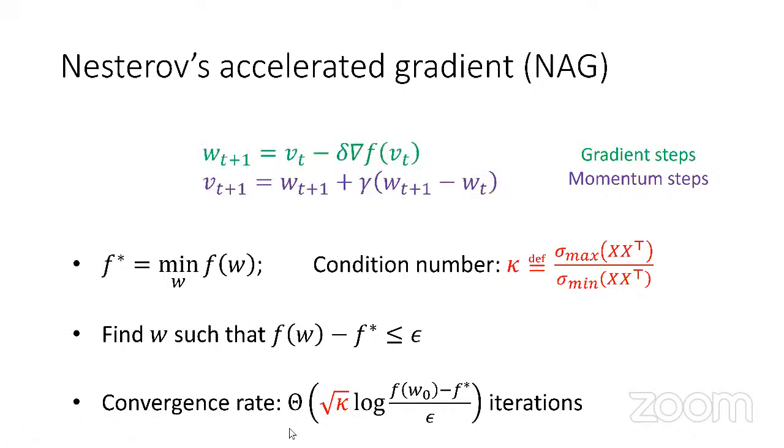So in terms of equations, the algorithm again looks very similar to gradient descent, where WT plus 1 is being updated as VT minus delta times the gradient at VT, and VT plus 1 is WT plus 1 plus the momentum factor from WT plus 1 to WT. So in terms of per step computation, all we are doing is computing one gradient.